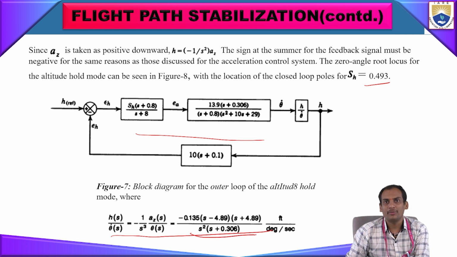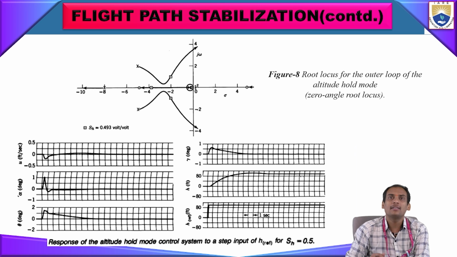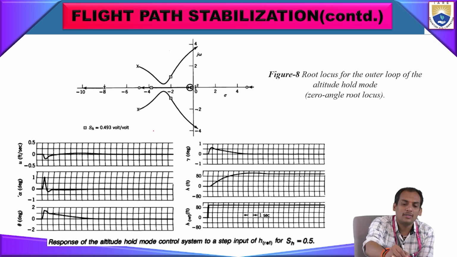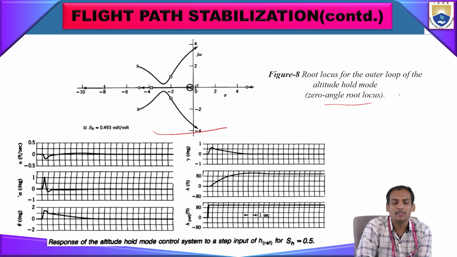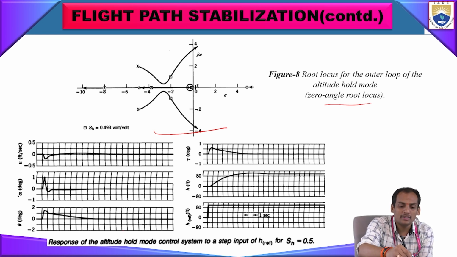That is -0.135 into (s minus 4.89) into (s plus 4.89) over s squared into (s plus 0.306). If you see the root locus plot, it is similar to the previous outer loop, but here there is a small asymptotic relation with respect to the real axis. This is also for the zero angle case only. And then the response of the altitude mode is given here.